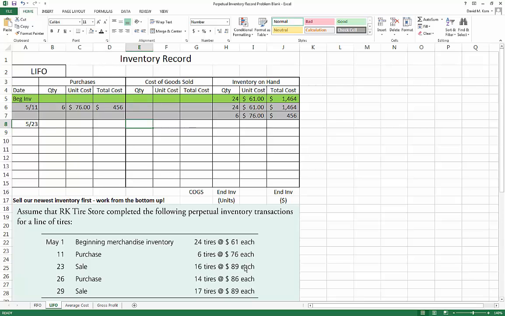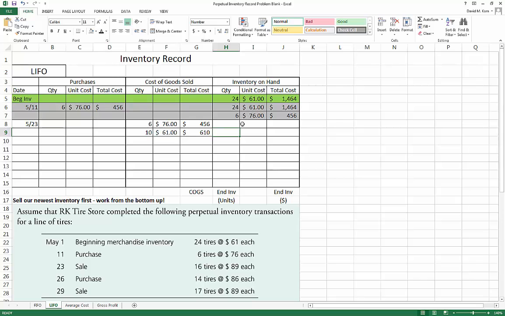Again, the 89 is irrelevant. But this time we're going to have to take from our newest inventory level first, and we're going to work from the bottom up. So we take from the 6th layer first. Well, we sold 16, so we know we don't have enough, but we'll still take all the 6 at 76. So we know that's 456. And now we know we're 10 shy, so we've got to take 10 units from our 24 layer, which was our beginning inventory. So we have 10 at 61. 10 times 61 is $610.